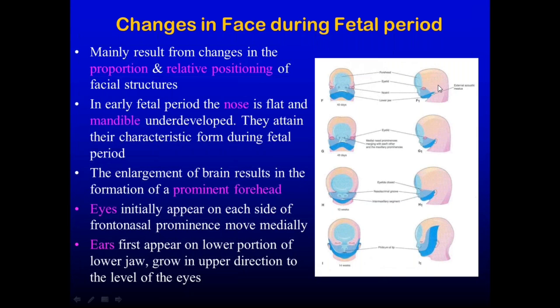As the lower jaw grows and the eyes move to their original position, the ears go upward to the level of eyes. So these are the changes in face. Earlier, the frontonasal prominence was wider apart, then it becomes narrower. As soon as the nose is formed, the cheeks get formed, and the mandible gets to its original position, forming all the bony part. The ears lie at the level of eyes. Earlier the ears were at the lower level, at the level of the mandible.